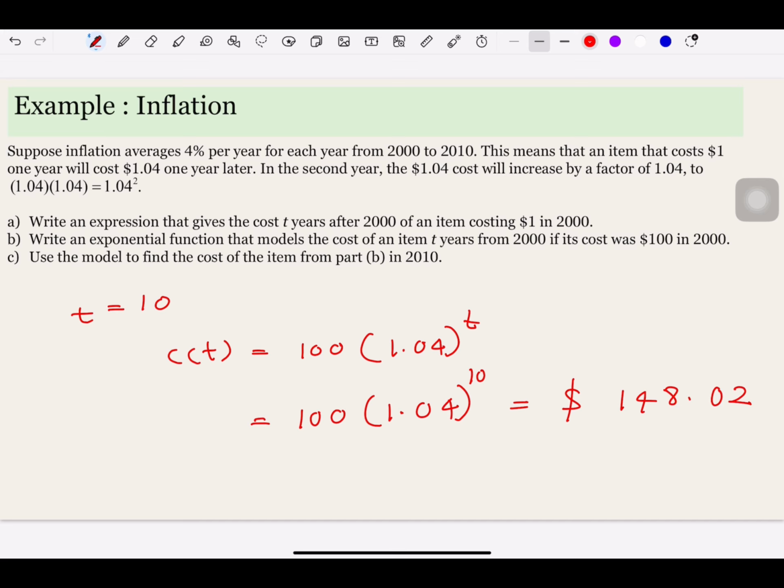$148.02. Okay, so due to inflation, something that cost $100 in 2000 would cost about $148.02 in 2010. So basically, inflation increases the value by a percent each year, and that's exactly what exponential growth models.